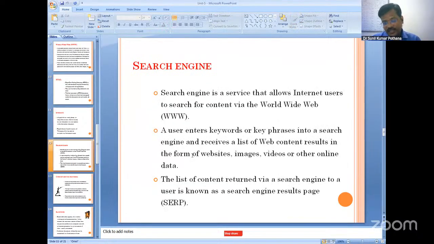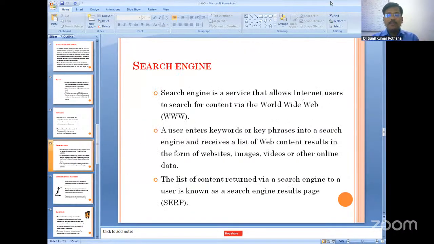Next, we need to know about the search engine. A search engine is a service that allows internet users to search for content via the World Wide Web. A user enters keywords or key phrases into a search engine and receives a list of web content results in the form of websites, images, videos, or other online data. The list of content returned via a search engine to a user is known as a search engine results page. This is called SERP, search engine results page.